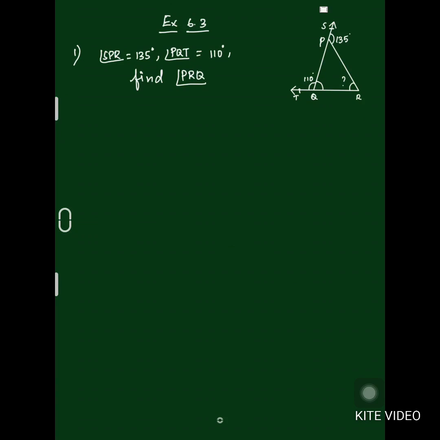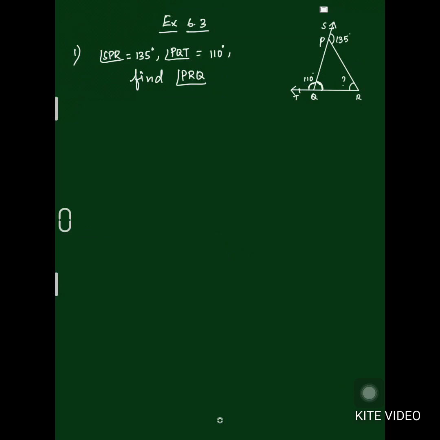So what is given? Side QP is produced to point S and side RQ is produced to point T of triangle PQR, and angle SPR is 135 degrees and angle PQT is 110 degrees. We have to find angle PRQ. To find angle PRQ, if you find angle PQR, it will be easy. To find angle PQR, you know angle PQT and angle PQR form a linear pair of angles.